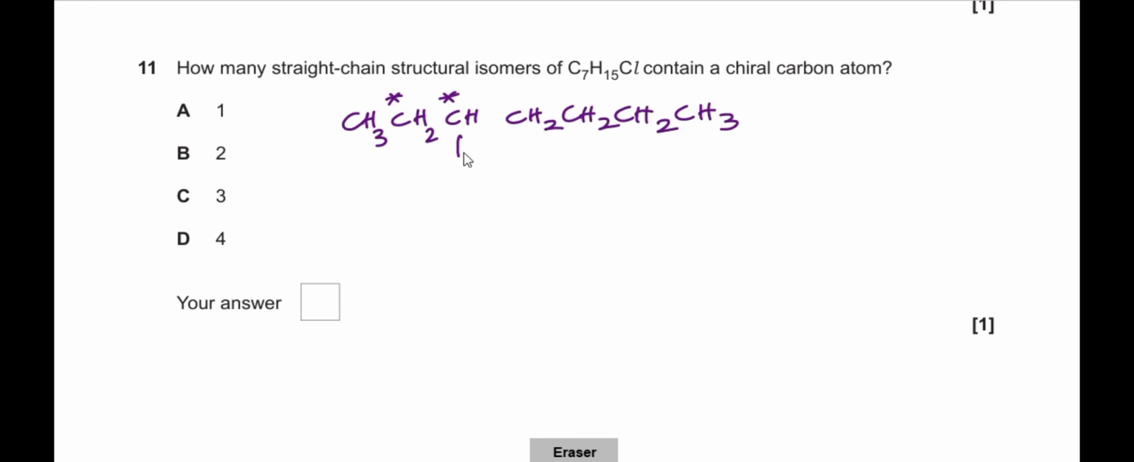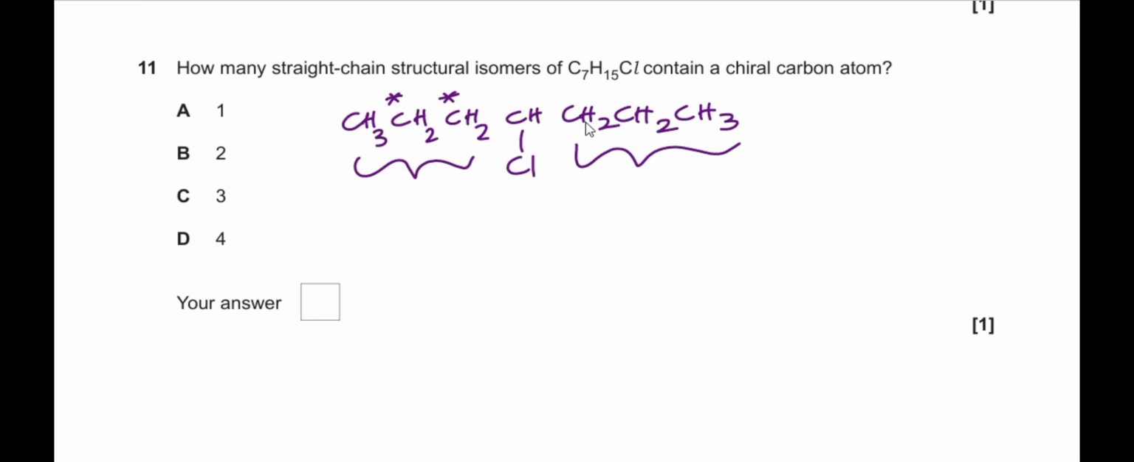Now let us attach the chlorine atom to the fourth one and see what happens. So this becomes CH, this becomes CH2. Okay, now one hydrogen atom, one chlorine atom, but on either side it is attached to similar alkyl groups, and therefore it is not a chiral carbon atom.